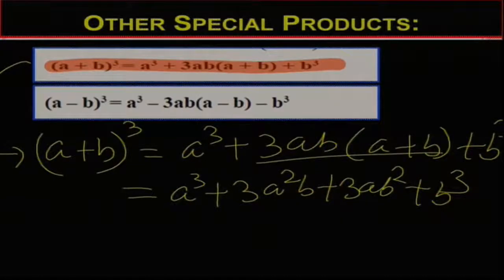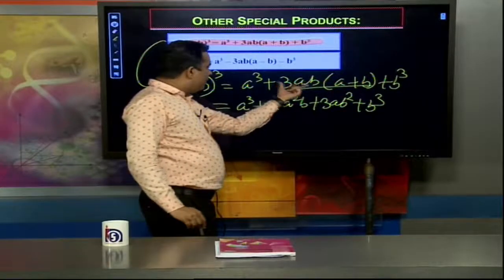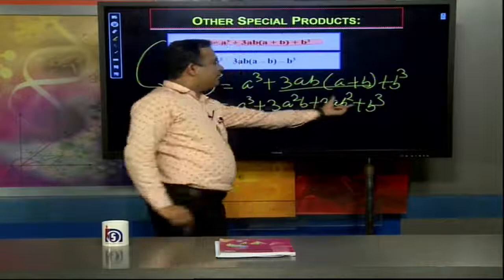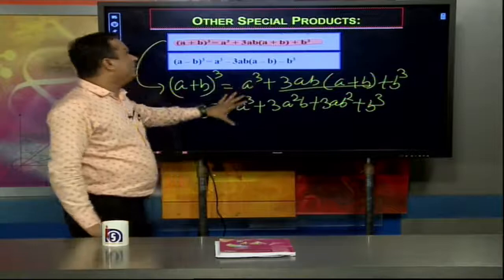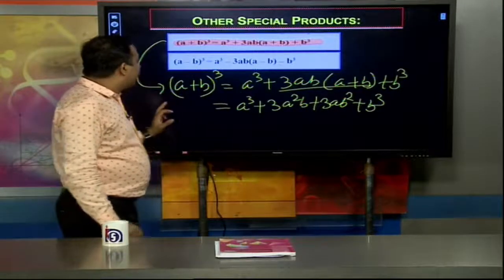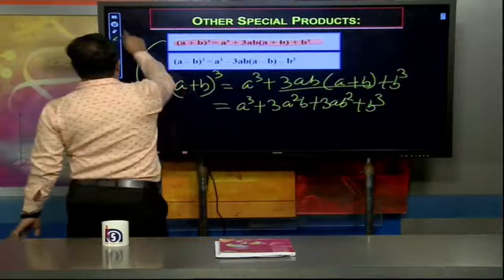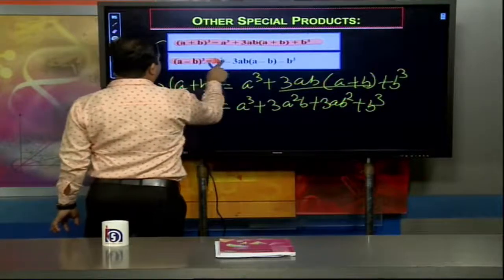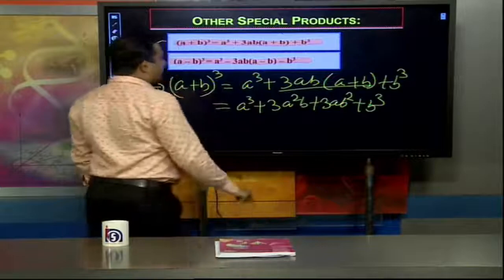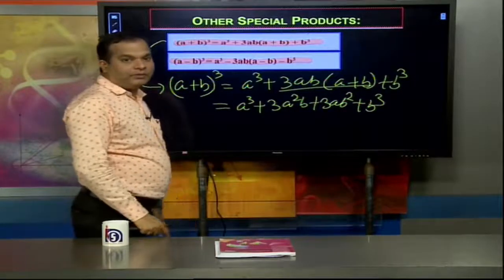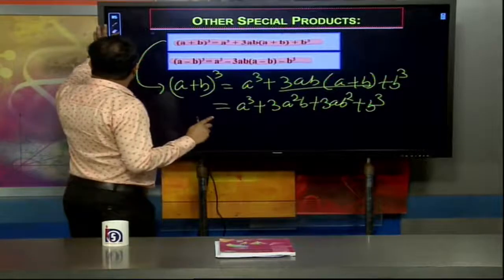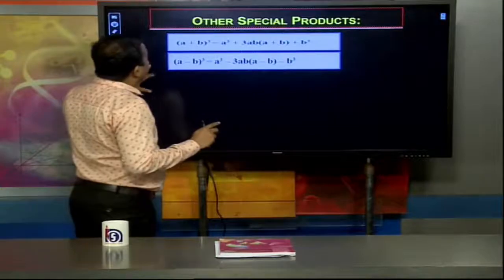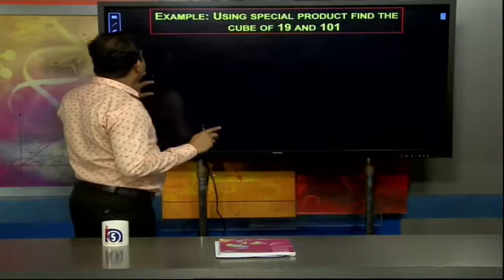This you see, I simplify again: 3ab into (a plus b). When you multiply 3ab with a, you will get 3a square b. When you multiply 3ab with b, you will get 3ab square. So these are the two different formulas. Again I tell you learners, the second is (a minus b) whole cube, which equals a cube minus 3ab into (a minus b) minus b cube. This is the cubic form. There are two different formulas. Now we will see how we use these formulas in different situations.